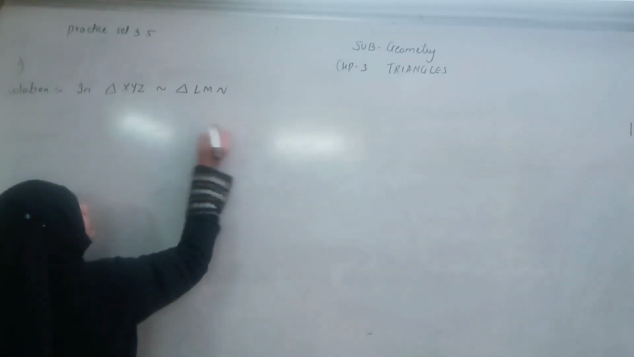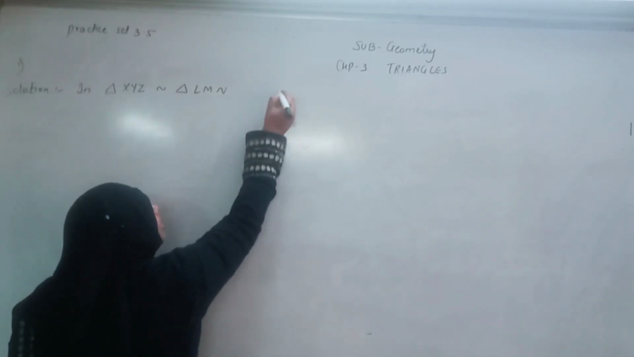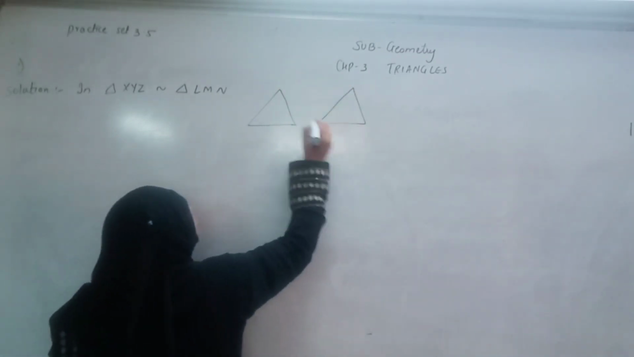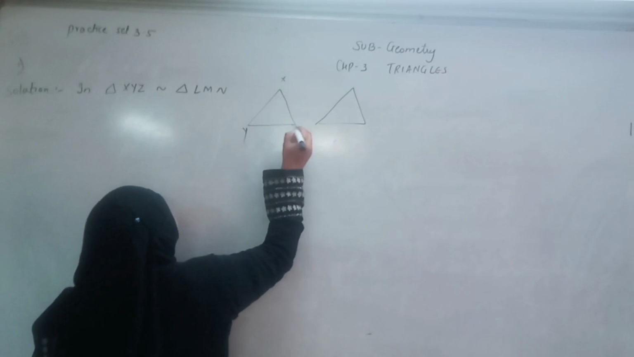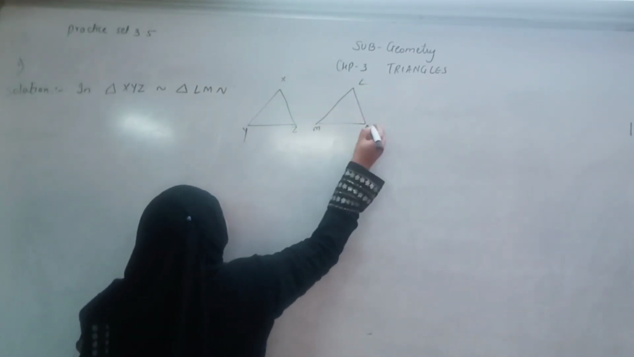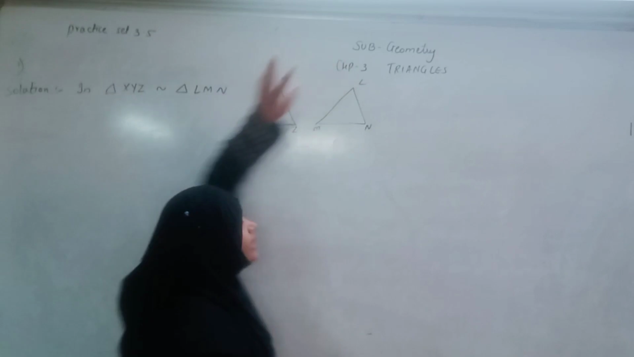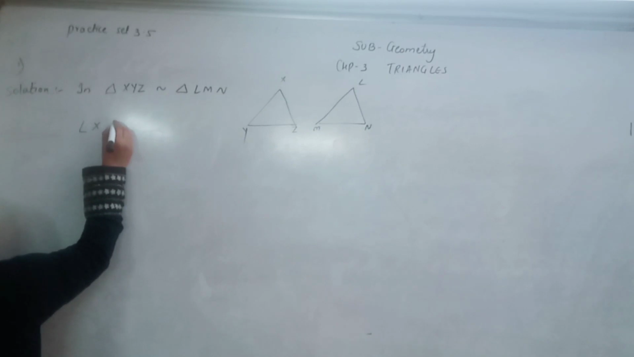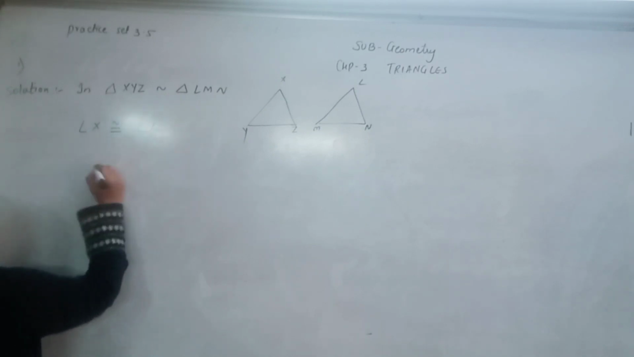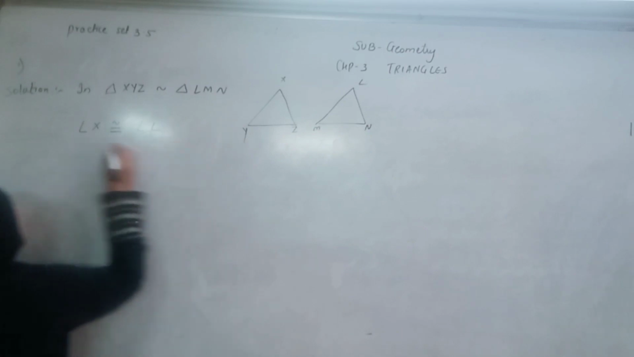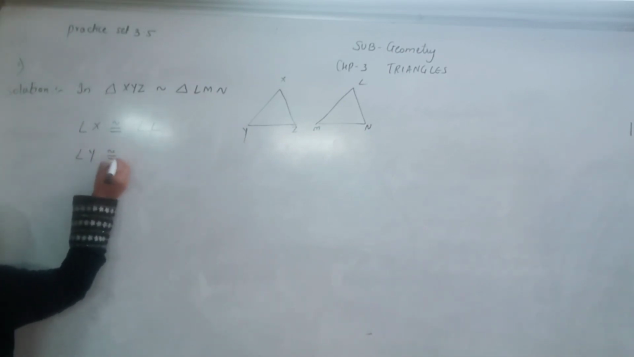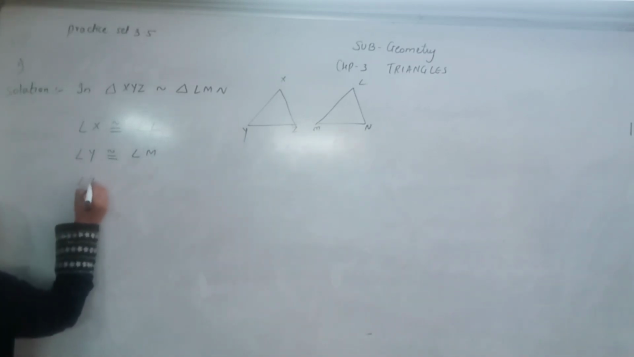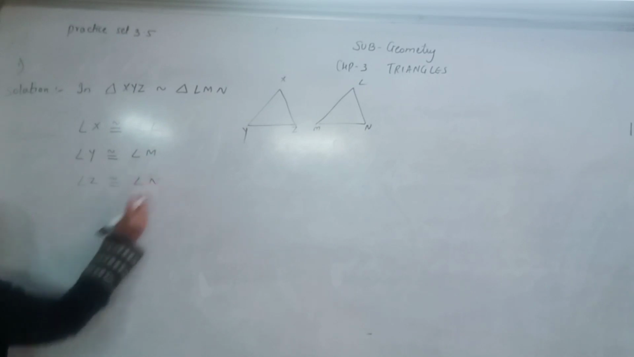See, let me draw; it is not compulsory to draw, but for our sake only I am just making small triangles for you. The names are X, Y, Z, L, M, N. See, angle X is congruent to angle L, right? So I will write angle X congruent to angle L. Angle Y is congruent to angle M. Angle Z is congruent to angle N.